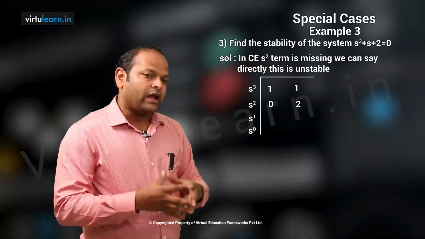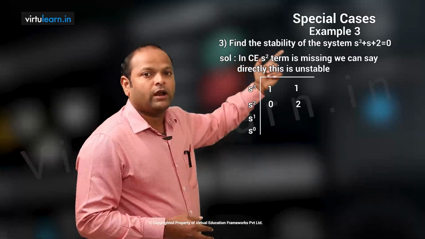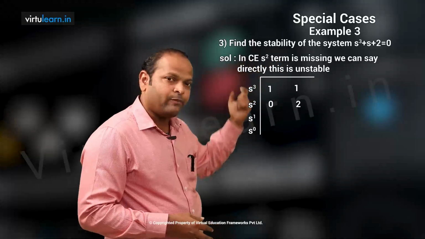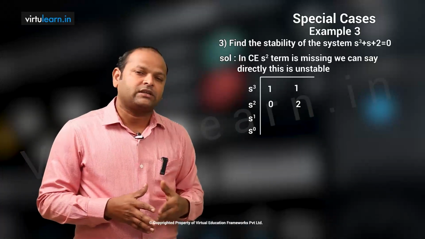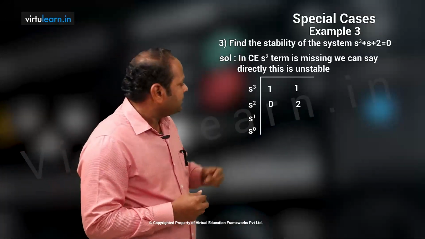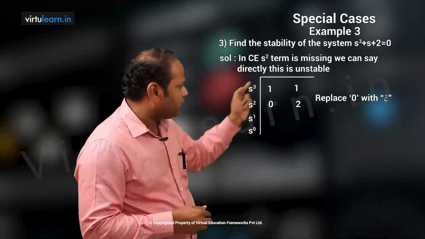Now when you are trying to calculate s power 1, then we have 0 into 1 minus 2 into 1 divided by 0, which gives infinity. So that is a special case abstraction. Therefore, what we need to do is replace this 0 with epsilon. Let us replace this with epsilon.